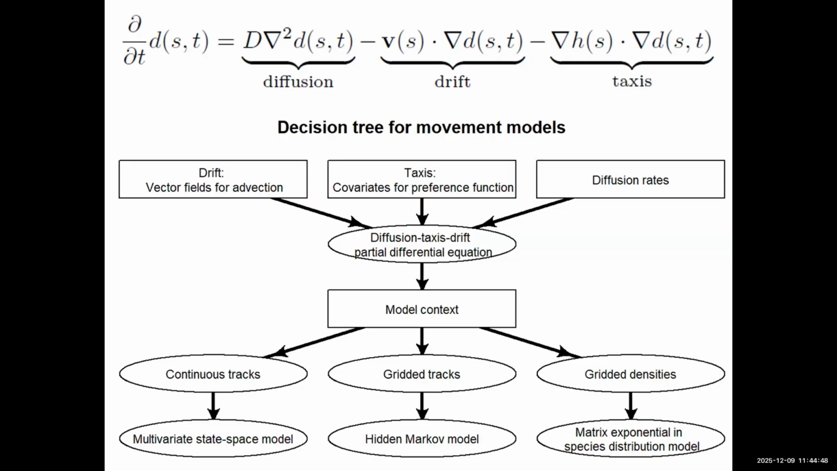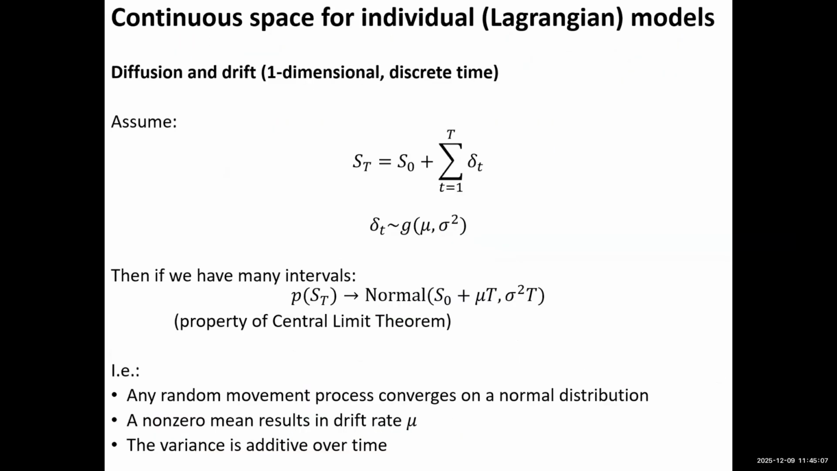You then have to decide your model context, and that defines whether you want to treat it as continuous tracks on the bottom left, gridded high resolution tracks, which you can solve as a hidden Markov model, or these kind of gridded densities that you can fit with this matrix exponential. So I'll talk about the continuous tracks first.